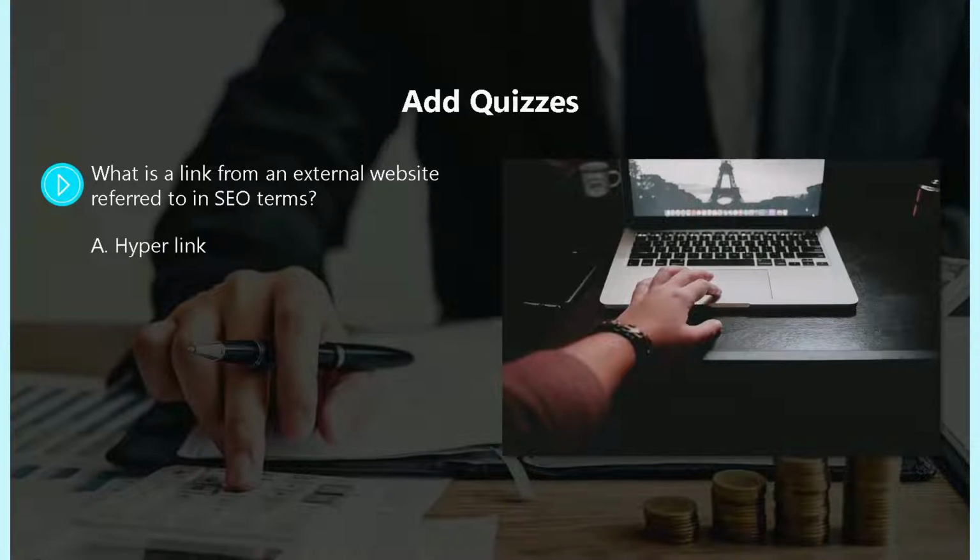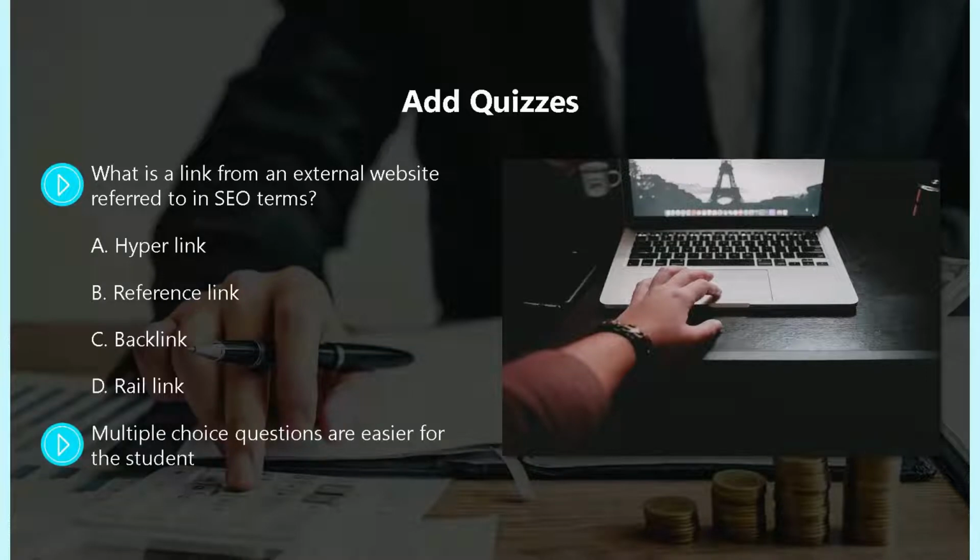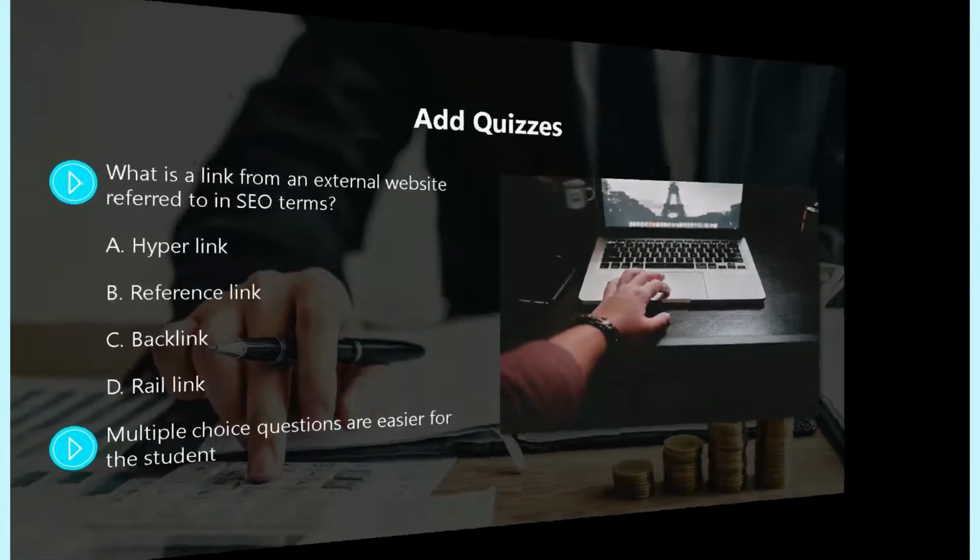A. Hyperlink. B. Reference link. C. Backlink. D. Rail link. Multiple choice questions are easier for the student. Make sure that you have answered all of the questions in the video so they can go back over it if they are not sure about something.